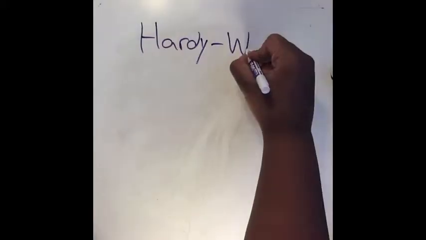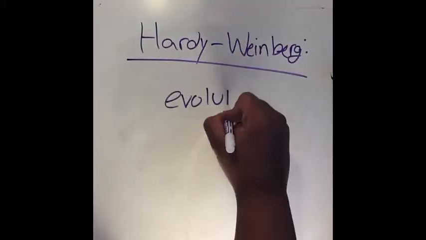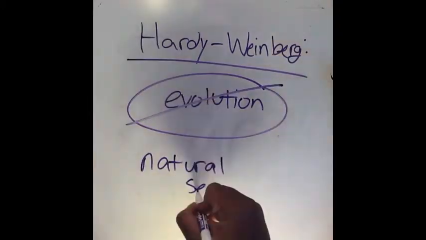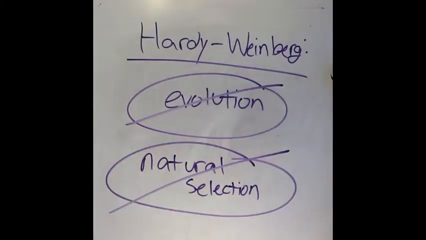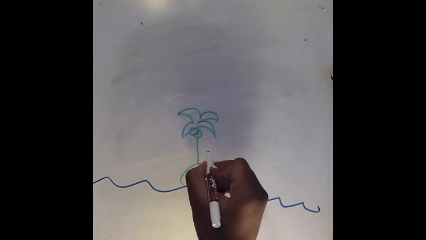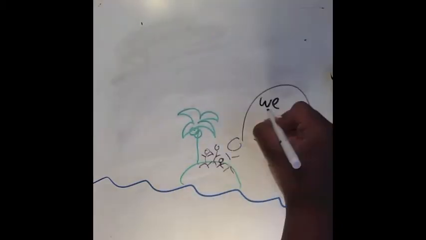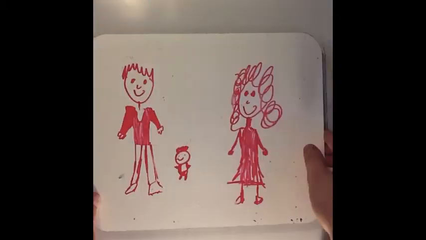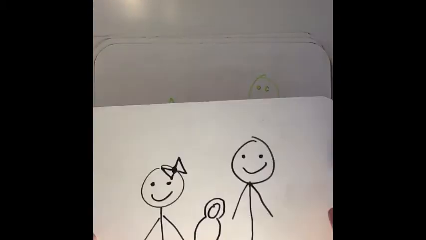This population must also not be undergoing evolution or natural selection. There must be no migration, which means nobody's coming or leaving. The final rule is that all members of the species must breed. They all must breed randomly, and they all have to have the same amount of kids.